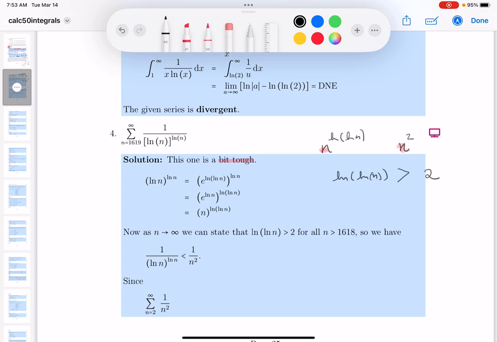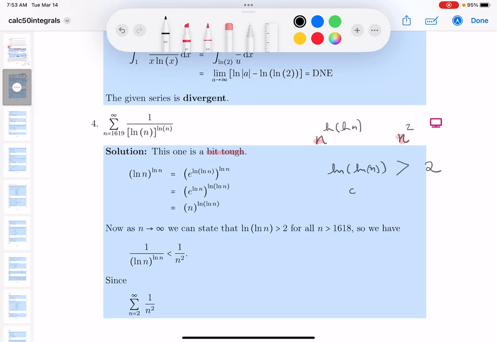And this, to be honest with you, this is where I use the calculator. And I do recommend you do that, by the way. Look at a calculator, and you start playing around with it. And this is going to be true. This will be true if the n is greater than 1618. All right? So that's why they started at 1619, because this becomes true at 1619 forward.